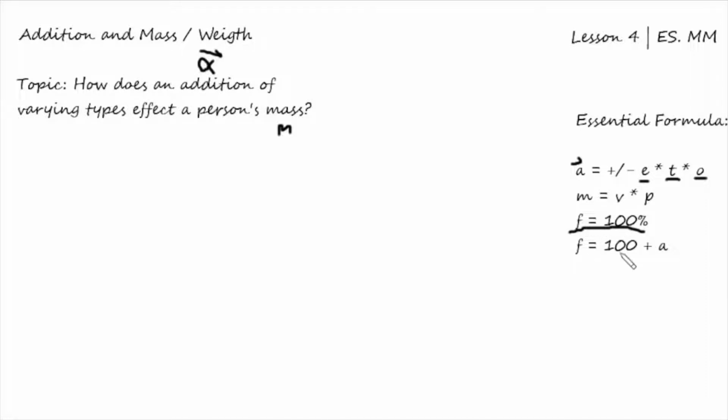Fatherly respect is equal to 100%. The new fatherly respect is equal to 100 plus A. It can also be plus or minus, depending on it, but generally if you add a negative, it's just going to become minus the negative anyway, so it's best to do 100 plus A for your formula.